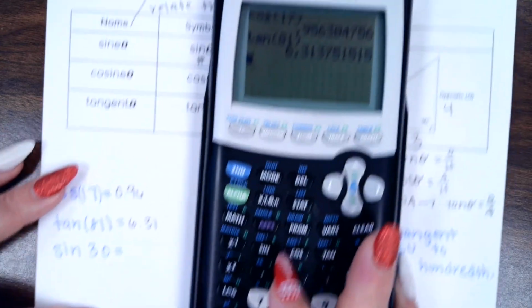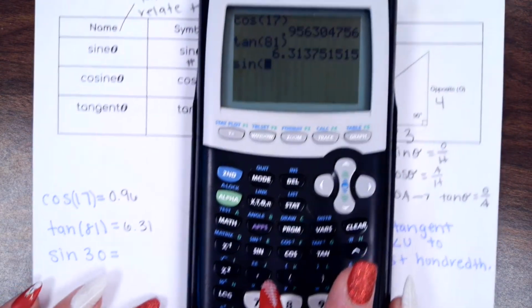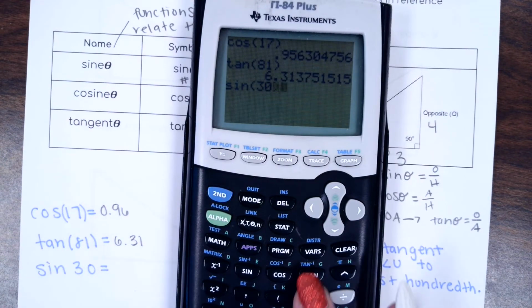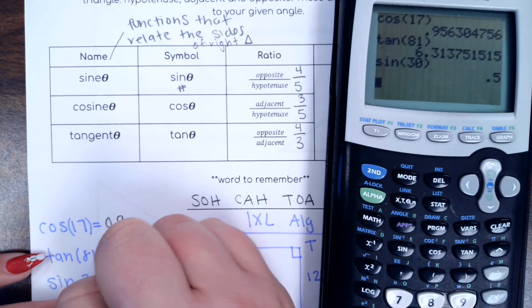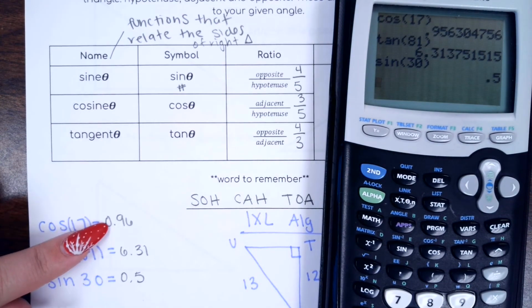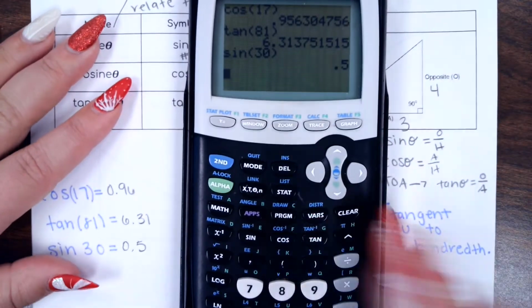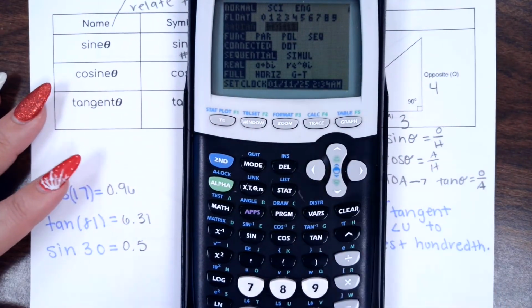And lastly, sine of 30. So sine right here, 30 degrees, close our parentheses, 0.5. If you did not get these answers, I would go back into your mode, make sure you're in degree mode. Let me show you what happens if I'm in radian mode.